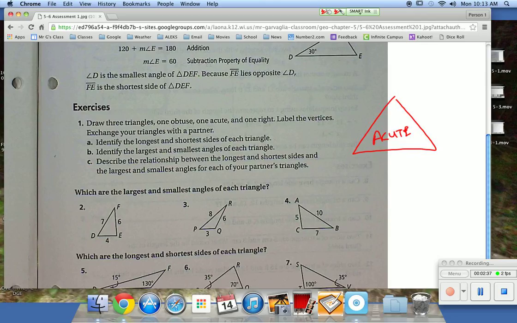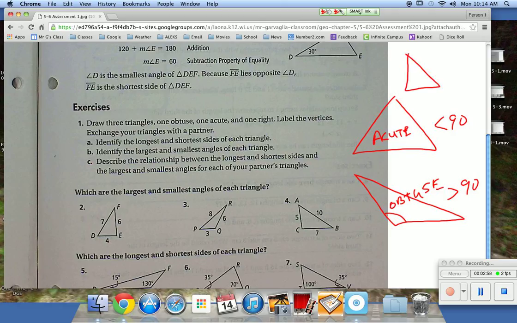All right? So if I had a triangle like this, obtuse, because we'd have an angle here that would be greater than 90. All right, this is greater than 90. This is less than 90. So a right triangle has one angle that is 90 degrees. All right, that's a right.